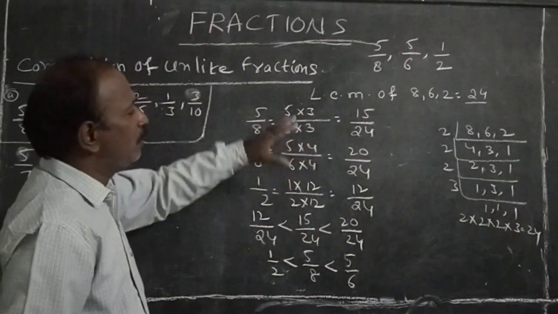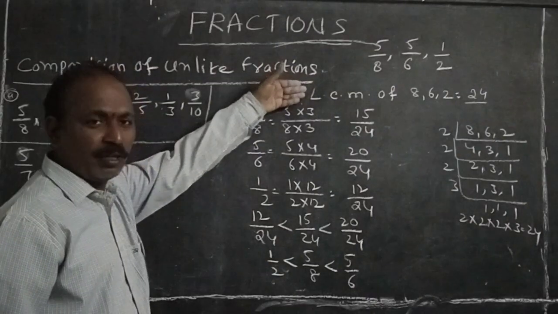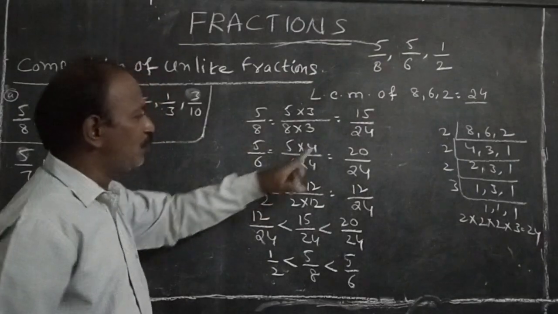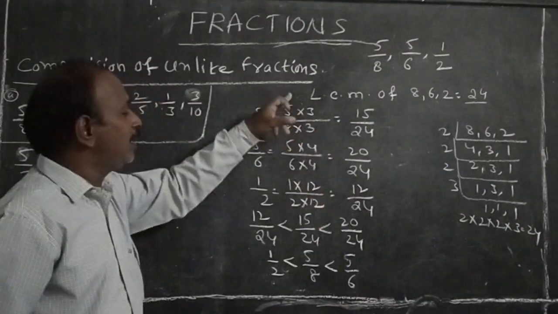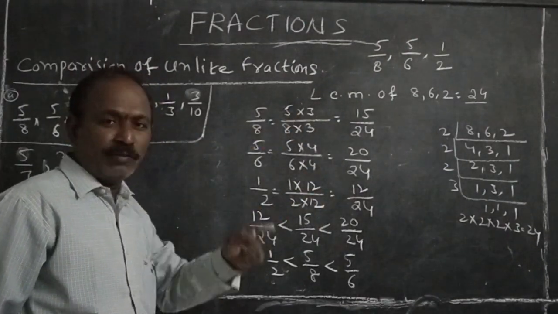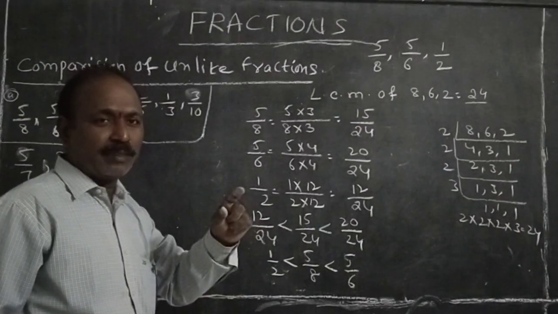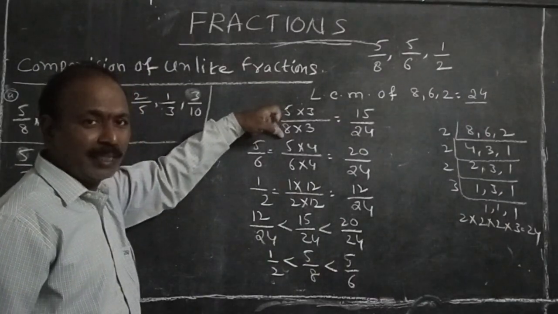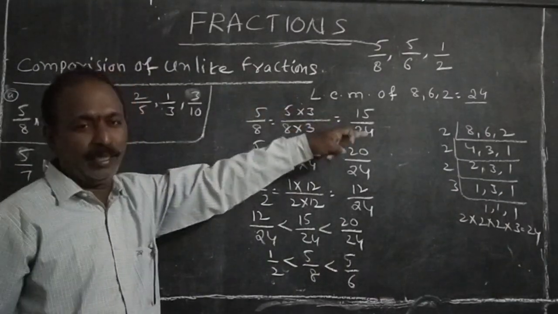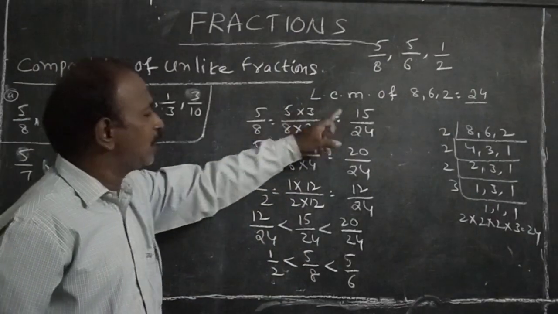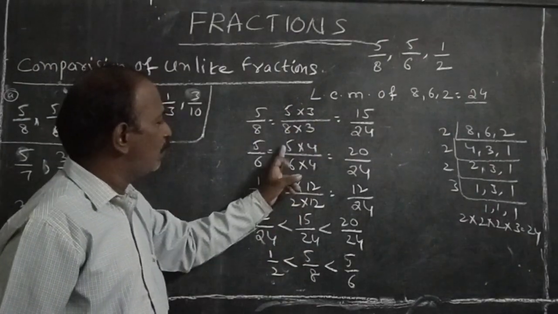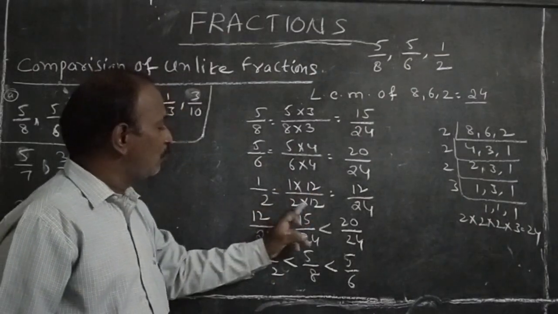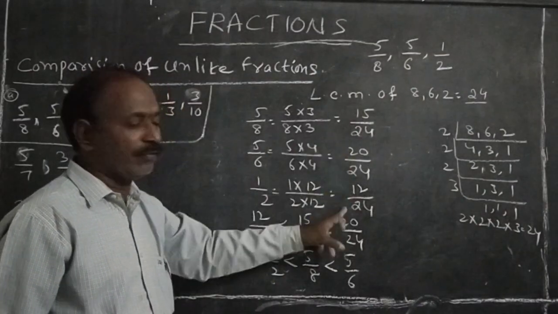In this process, first of all we find the LCM of the denominators and change the unlike fractions into like fractions by making equivalent fractions. Equivalent fraction means if in a fraction both numerator and denominator are multiplied by the same number, we get an equivalent fraction. So 5 threes are 15 by 8 threes are 24. 5 fours are 20 by 6 fours are 24. 1 twelve is 12 by 2 twelves are 24. These are the like fractions.